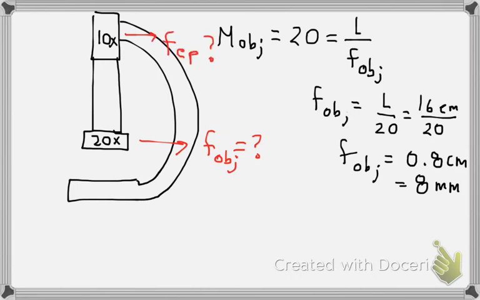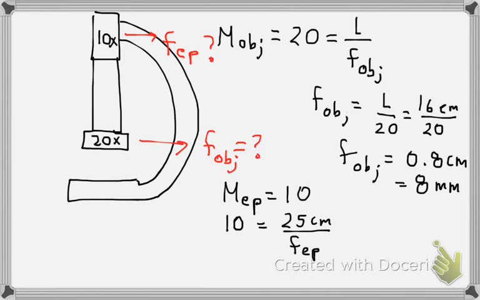Second question is, what's the focal length of the eyepiece? For the eyepiece we don't have the same equation for its magnification. The equation for the magnification of the eyepiece is 25 centimeters divided by the focal length of the eyepiece. That ratio is supposed to be 10 according to the label on the microscope. So 10 is 25 centimeters divided by the focal length of the eyepiece, and therefore the focal length of the eyepiece is 25 divided by 10, which gives you 2.5 centimeters.